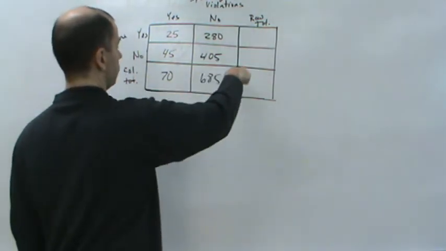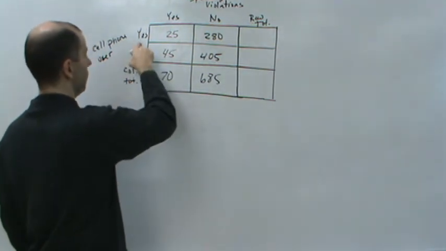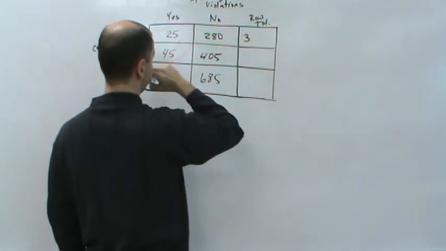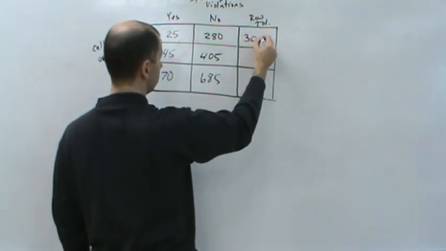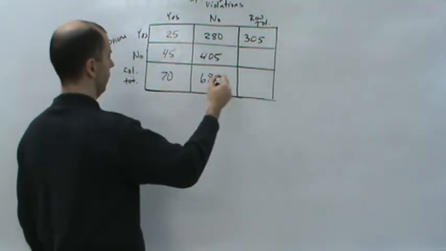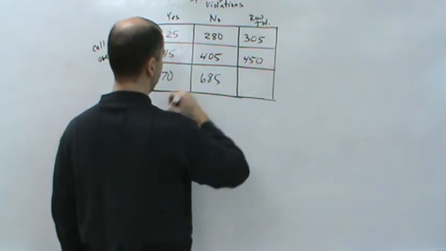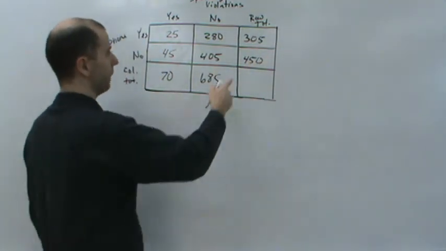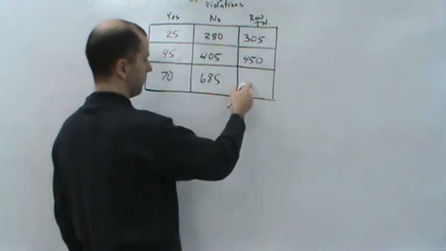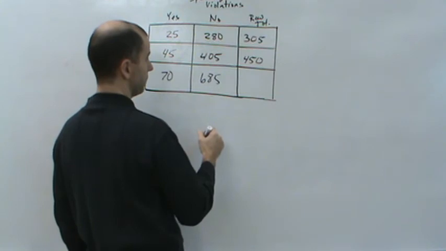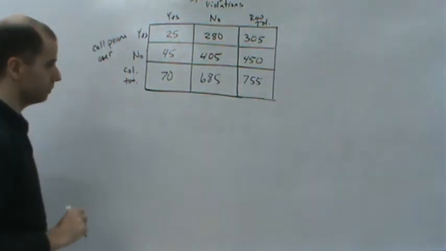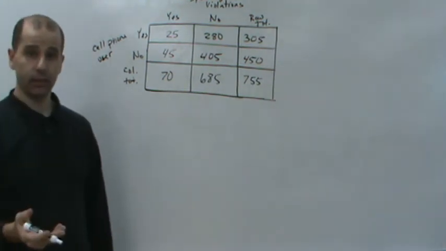And now for the row totals, we have, for the people who are cell phone users, we have a total of 305. And then for the no on cell phone users, we have a total of 450. And so if we add up the row totals, or if we add up the column totals, we should get the same grand total, which in this case is going to be 755. Okay? Make sense? Okay, good.